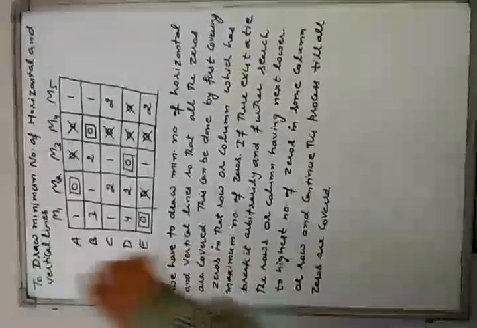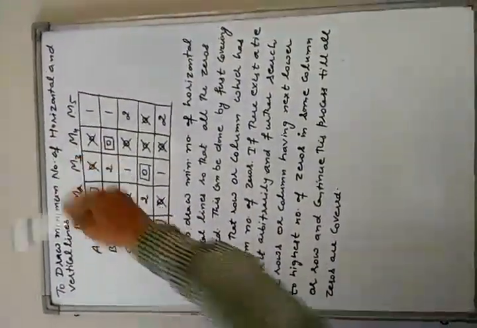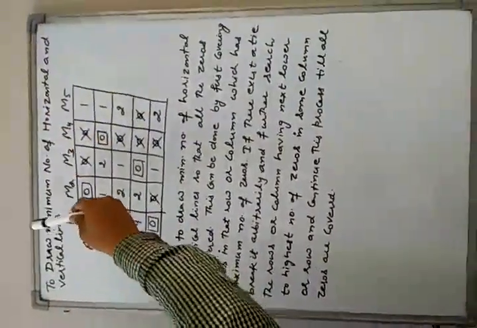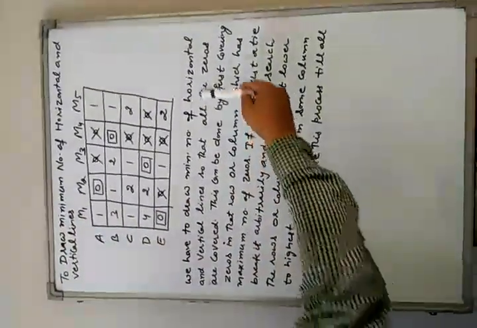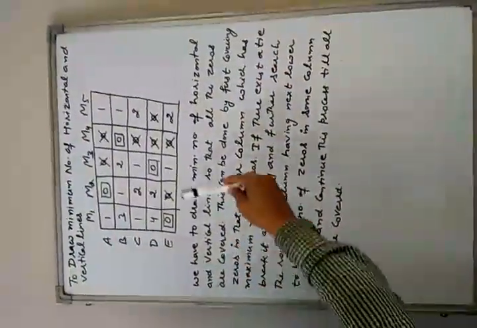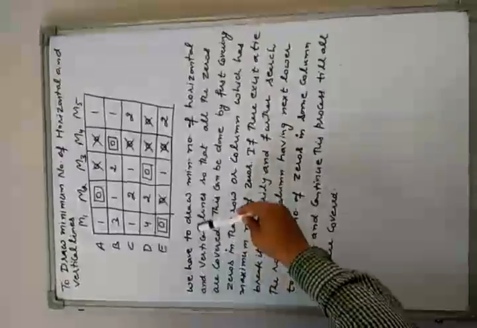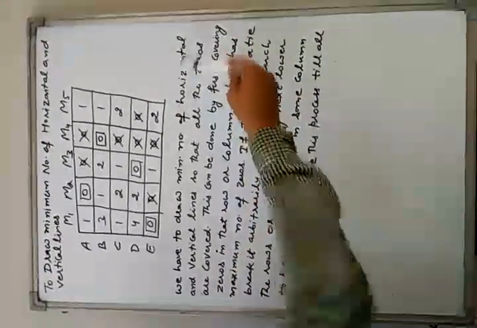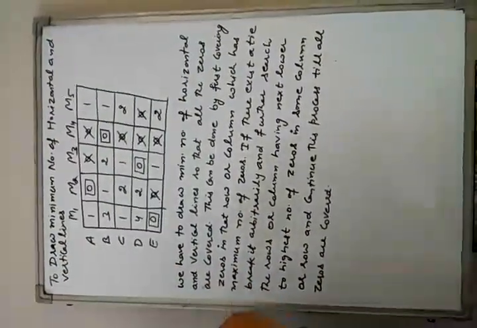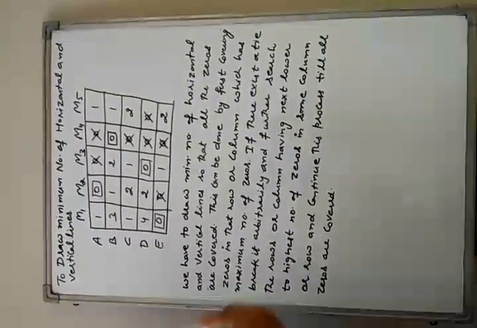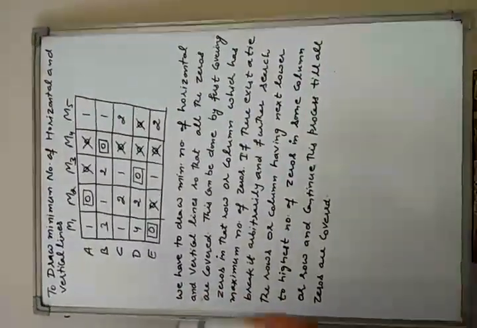The next step is to draw the minimum number of horizontal and vertical lines. The aim behind this is to cover all the zeros. We have to draw the minimum number of horizontal and vertical lines so that all the zeros are covered. This can be done by two procedures. You can choose any one of them. I will discuss both procedures one by one.